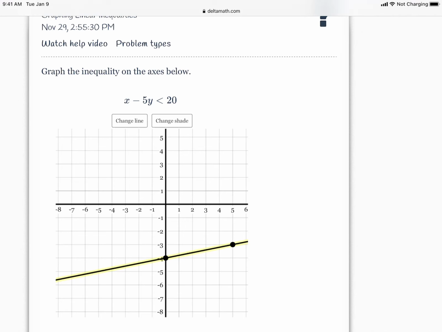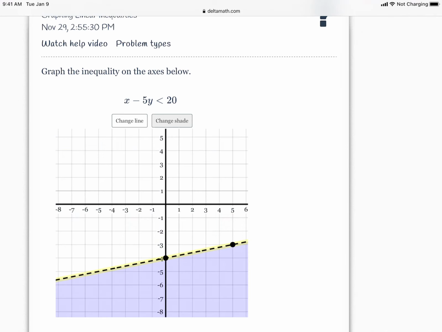I have this option that popped up that says change line and change shade. So do I want to keep my line solid or is it dotted? Look back at your notes. That's right, I need to change it to a dotted line. And remember, in our equation you have written down, we had to flip that inequality sign because my y variable was negative, so it's greater than. Where do you shade for greater than? Think greater than. Where is greater? Shade above. So I'm going to click my shade.